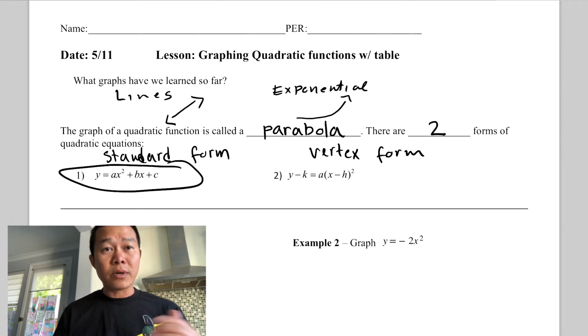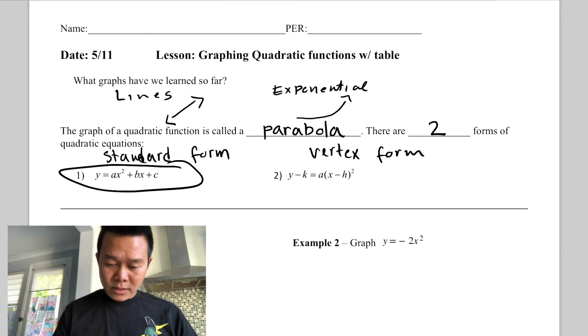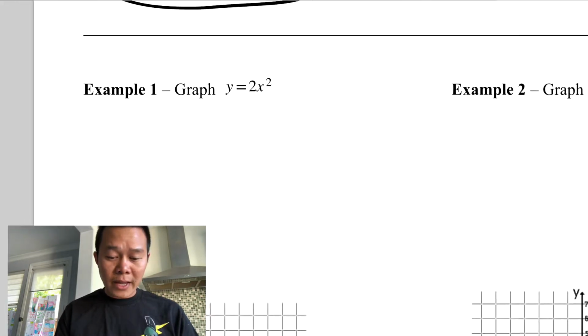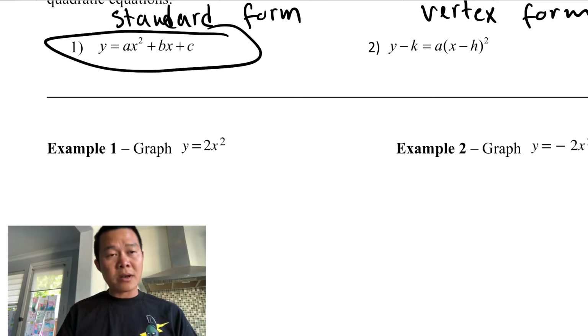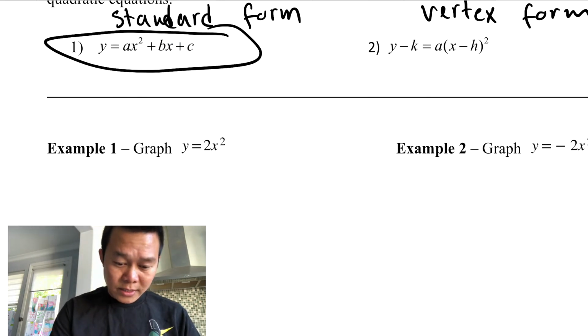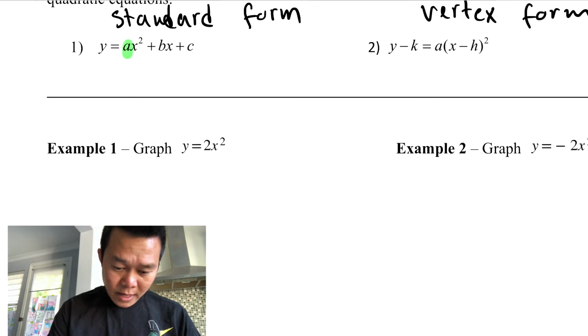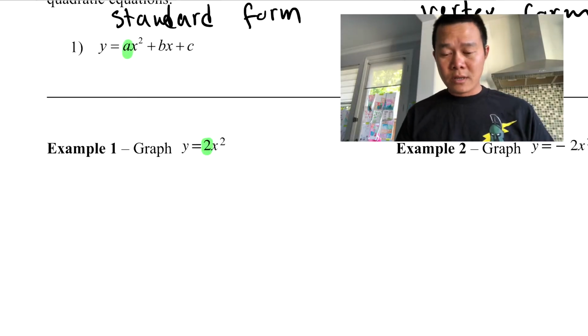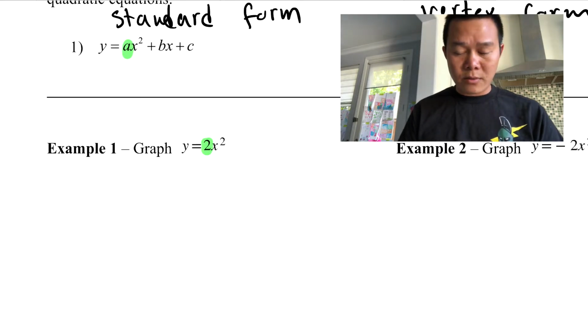It's actually very easy. We're going to make a table, and that's how we're going to begin to graph basically most functions. So here's our first problem, example number 1. y equals 2x squared. One of the things I want you to know is the corresponding coefficient that goes with the quadratic function. For example, in this particular one, you can see that a is equal to 2. So that is the corresponding coefficient with the given quadratic function.